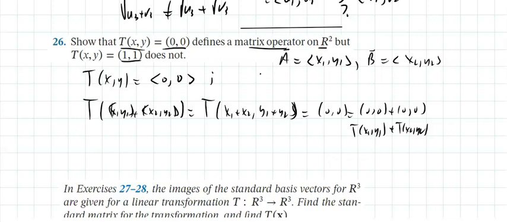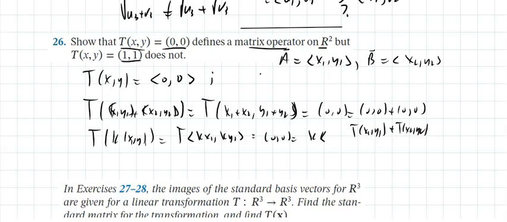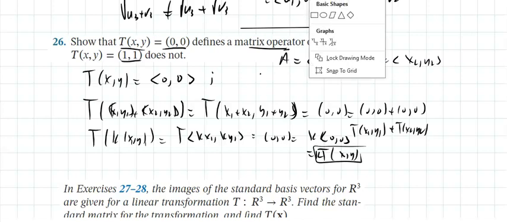That works. And if you take T of k times x, y, or x1, y1, that would be T of kx1, ky1, and that would be pretty much 0, 0, which is k times 0, 0, and that is T of x, y times k, because 0 times any number is 0.